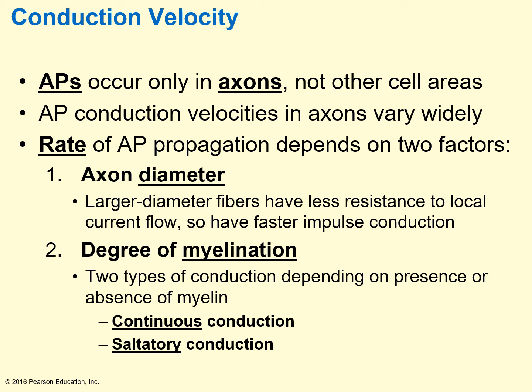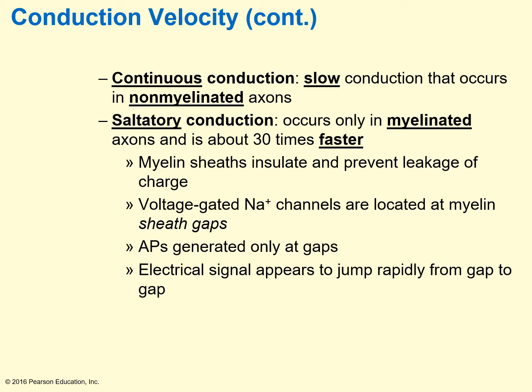So your fastest example of a nerve impulse going down the axon is going to be with a very large myelinated axon. That would be the fastest. The slowest would be a very small diameter fiber that is not myelinated. Continuous conduction is slow on the non-myelinated axons, and then the saltatory conduction, that's only with the myelinated. As I said, it's much, much faster. Those myelin sheaths do insulate. They help prevent that charge from dissipating.